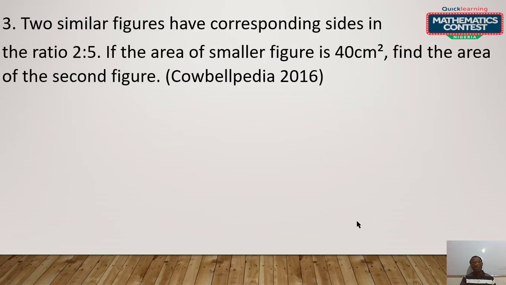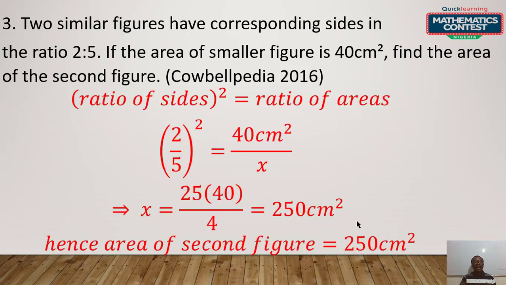Now let's look at this question number 3. It's very important we note this down. Now, 2 similar figures have corresponding sides in the ratio 2 to 5. Now, if the area of the smaller figure is 40 centimeters square, find the area of the second figure. Now, there's a relationship when it comes to questions of this kind, and the relationship is this: the ratio of the sides, the square of it, is equivalent to the ratio of the areas. You will actually be surprised, how do we actually get this?